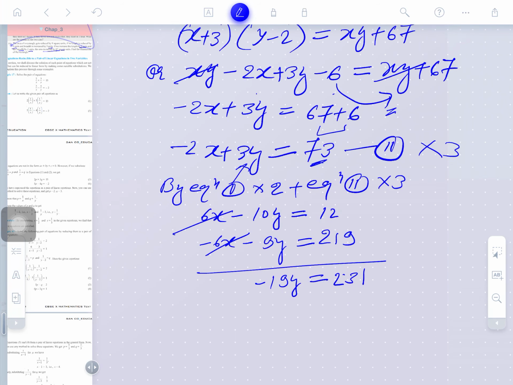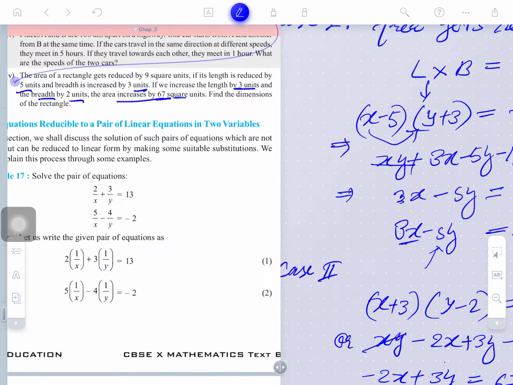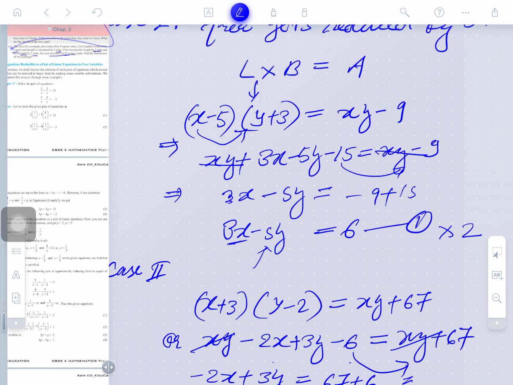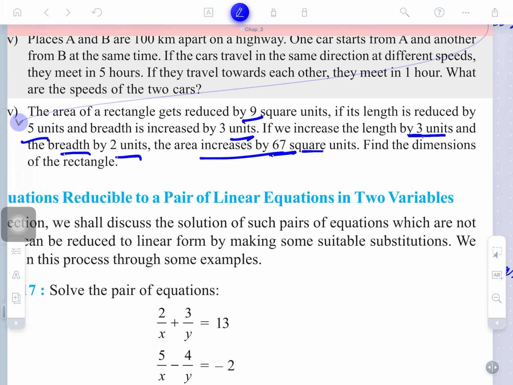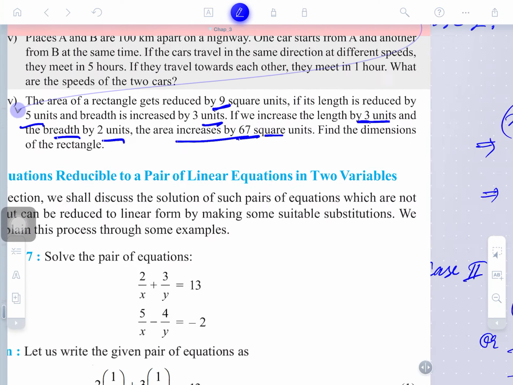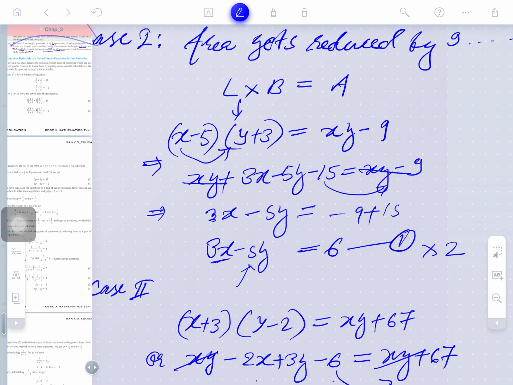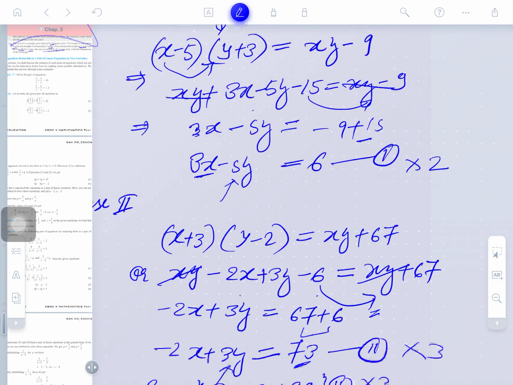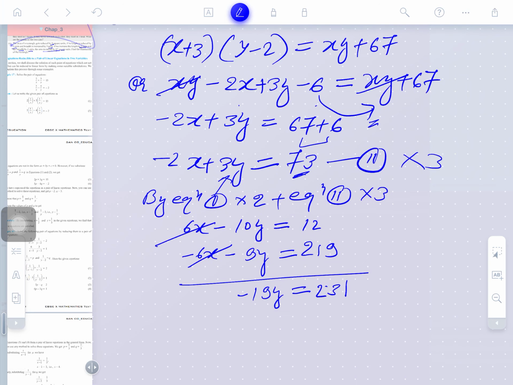So 2x... this is the second equation. I am checking whether the equation is wrong or right. Our first is what? 9 square units. Is 9 an increase or decrease? Reduced by 9 square units. Length reduced by 5 and increased by 3, so decreased by 9. So xy is correct, 3x is correct, minus 5y is correct and 15 is correct. So minus 9, 15 here, plus 6 is coming. And 3x minus 5y, this equation is also correct. The equation is also correct, minus 19y.